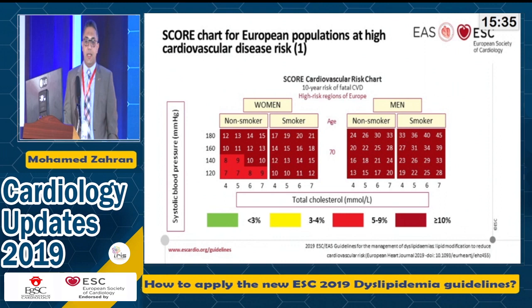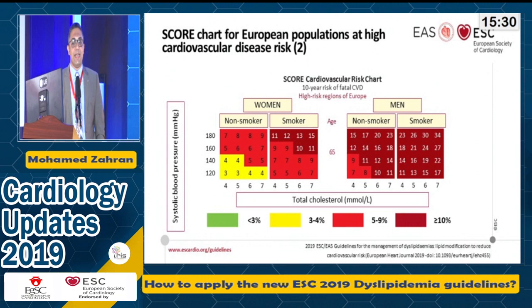For age 65, it's nearly all red. Whether you're a male or a female, a smoker or a non-smoker, even if your blood pressure is 120 or 180. So do not be surprised if you get a specific section in the guidelines telling you, dear cardiologist, that older patients need to be aggressively treated and their LDL needs to be aggressively lowered. This is because age by its own puts all those patients in the red profile.